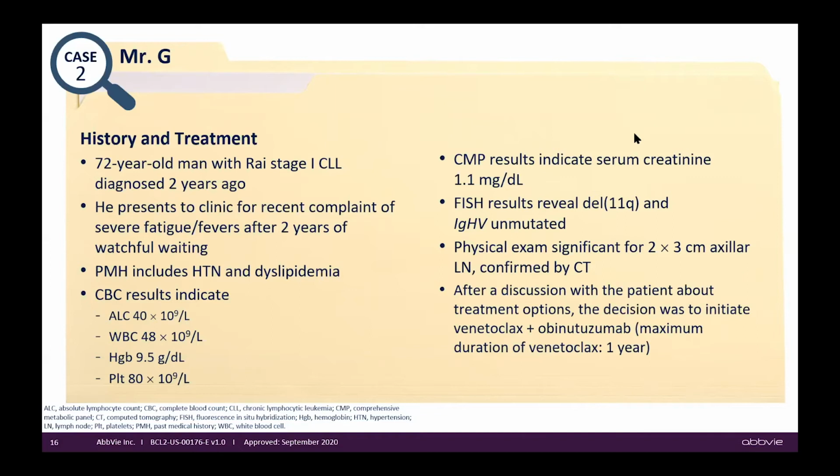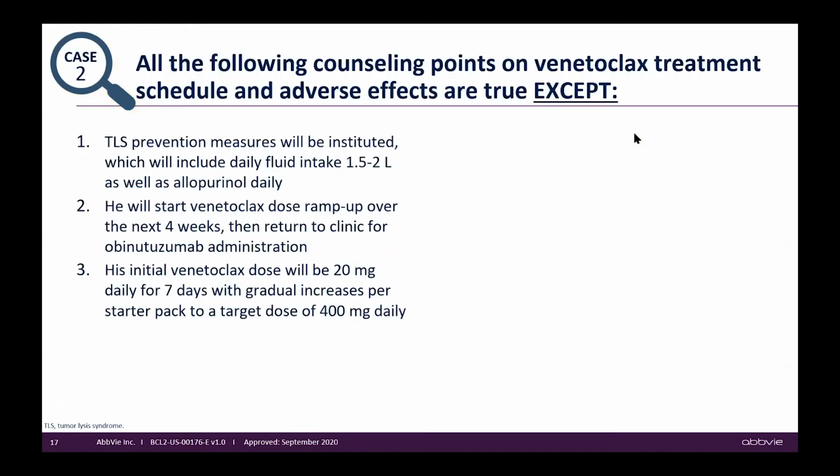Physical exam confirmed by CT reveals a 2x3 axillary lymph node. And of course, after discussion with the patient and the medical team, the treatment decision was to proceed with venetoclax obinutuzumab, time-limited therapy. So this leads us into a question. All the following counseling points on venetoclax treatment schedule and adverse effects are true, except: 1, TLS prevention measures will be instituted, which will include daily fluid intake, 1.5 to 2 liters, as well as allopurinol daily.